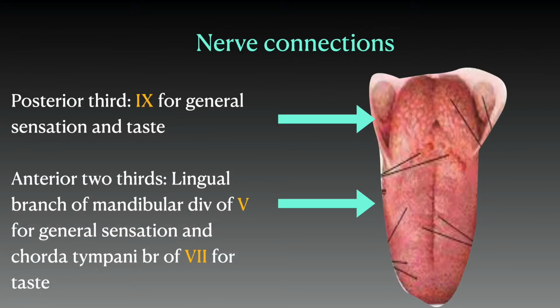Nerve connections. The posterior third is supplied by the 9th cranial nerve for general sensation and taste. The anterior 2/3, the lingual branch of the mandibular division of the 5th cranial nerve, is for general sensation, and the chorda tympani branch of the 7th cranial nerve is for taste.